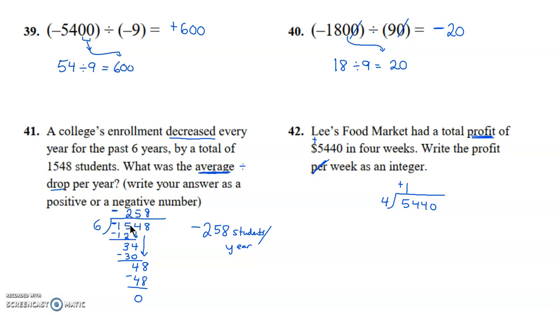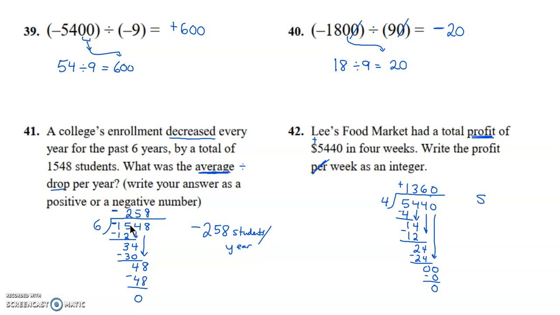4 goes into 5 once. 1 times 4 is 4. We subtract. Bring down. 4 goes into 14 3 times. 3 times 4 is 12. We get 2 and bring down. 4 goes into 24 6 times. 6 times 4 is 24. And then we bring down our 0. Now remember, we do have a space here, so we can't just stop. 4 goes into 0 0 times. 0 times 4 is 0. So to show that a long way, we're going to end up with a 0 remainder.